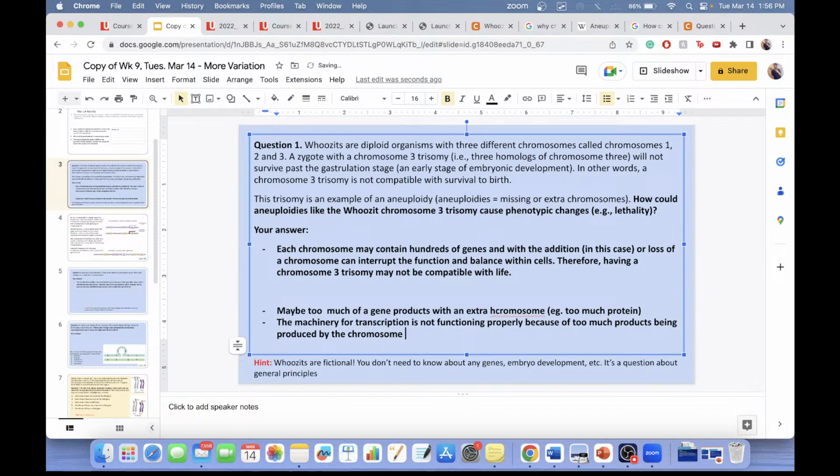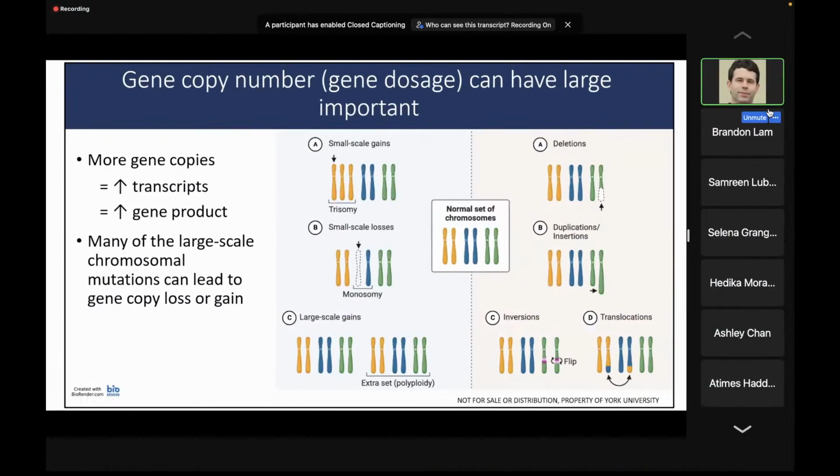Okay, so gene copy number is really important. This idea of dosage is actually very carefully controlled in cells, right? So more copies of a gene, more copies of its transcript, more copies of its product, can ultimately cause problems. And these can happen a number of ways, but trisomy is a good one. You're only supposed to have 2 copies of the chromosomes. The woozits had 3 copies of chromosome 3. You can also have a copy missing, monosomy.